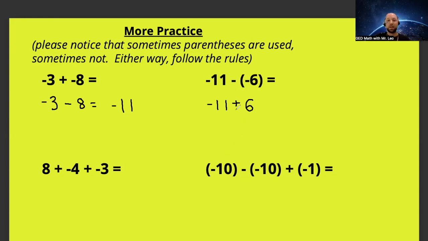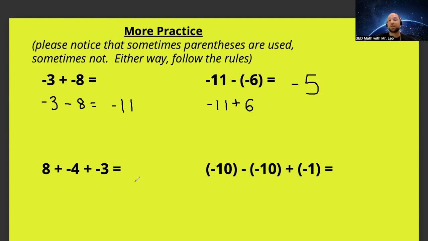Now consider what we have here. We have a negative and a positive. The signs are different. When the signs are different, we're going to subtract to find the difference. 11 minus 6 is 5. And we're going to keep the sign of the larger number. 11 is larger, so we keep that negative sign. Final answer here is -5.